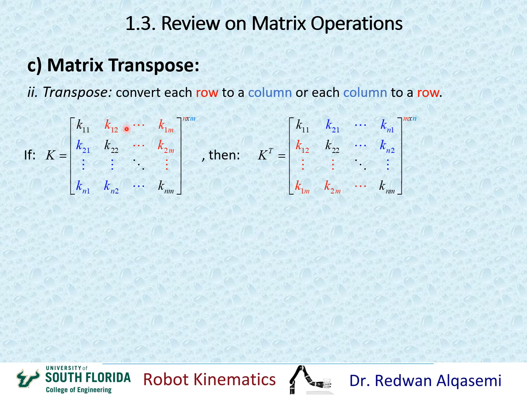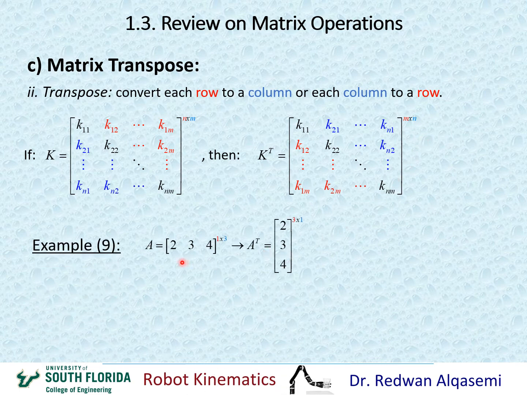So I'm going to take the first row and make it into a column. Okay, you can see these are the same elements. And then the second row, I make it into a second column. And then all the way down to the last row, which will be the last column. Okay, and of course the dimension, instead of n by m, they become m by n.